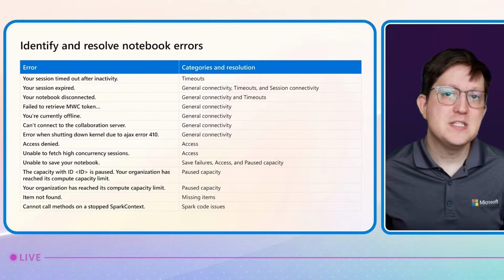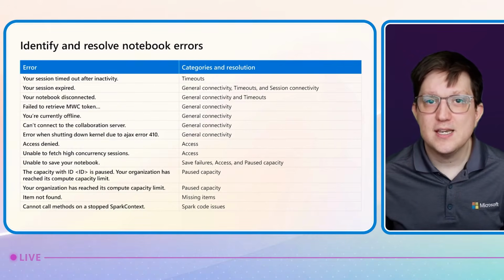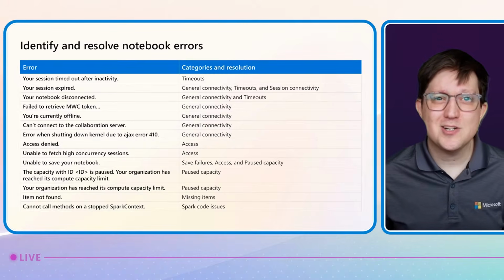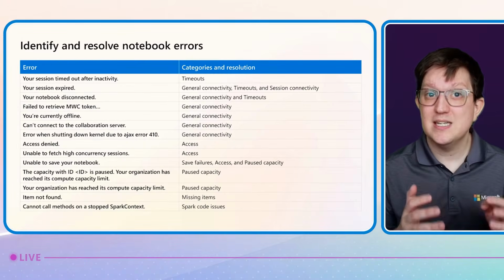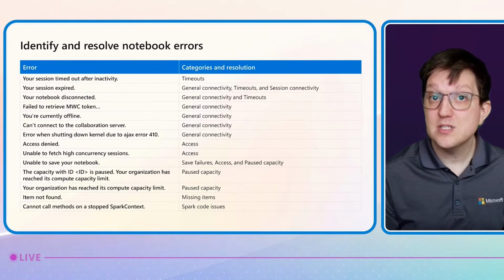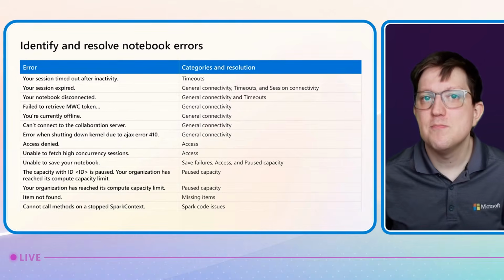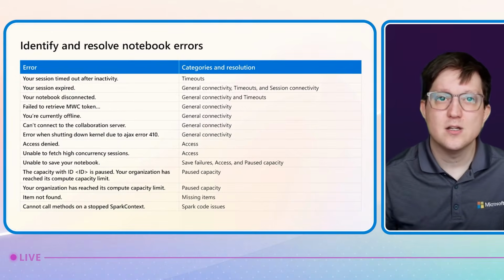Make sure you identify the different types of errors that are there and try and remember some of the common ones that you see. Many notebook errors actually end up tracing back to the Spark session itself, so you can always check the Apache Spark application UI you're using in the monitoring hub to see exactly what's going on there, and that might give you some better details in the form of the executor logs.